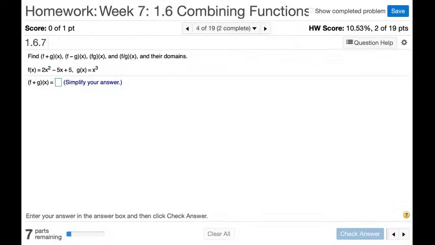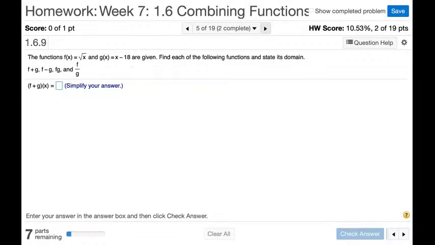I'm going to skip this one. It's similar to the one we just did. Trying to get to ones that are different.